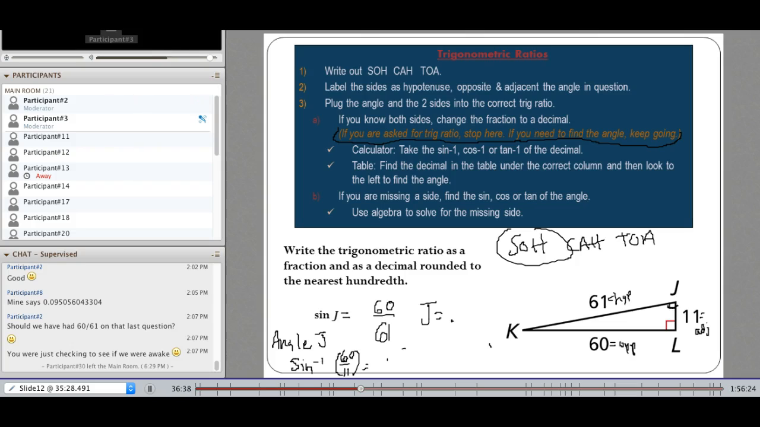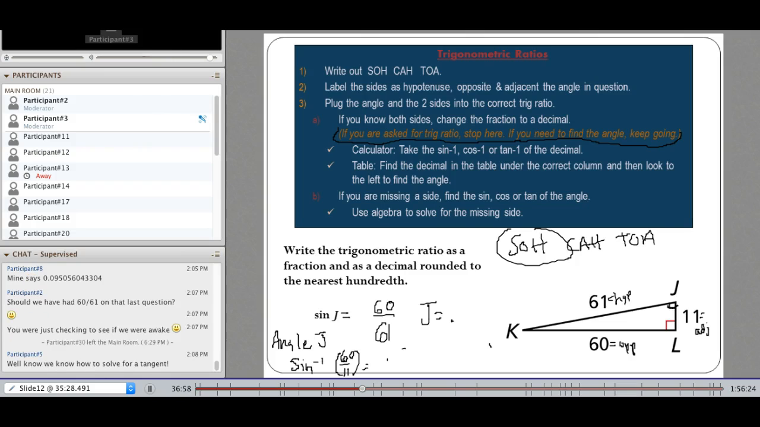So 60/61 is really 0.98 if we round it to the hundredth. So 0.98. And then we're going to take the inverse sine function of that. Right, exactly, Madison. Now you know how to solve it for tangent and for sine. Perfect.